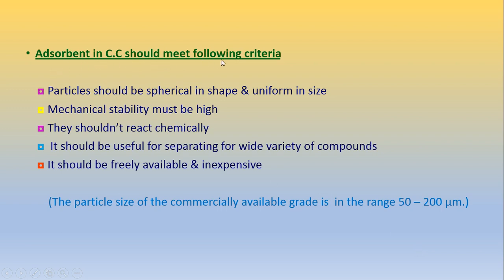Adsorbent in CC should meet the following criteria. So what should be the properties of our adsorbent or stationary phase for column chromatography? The first is that the particles should be spherical in shape and uniform in size, meaning the size of all the micron sized particles of the stationary phase should be almost in a similar range, uniform throughout the column, and the particles should be spherical, because these spherical shaped particles make a very good packed column for column chromatography.